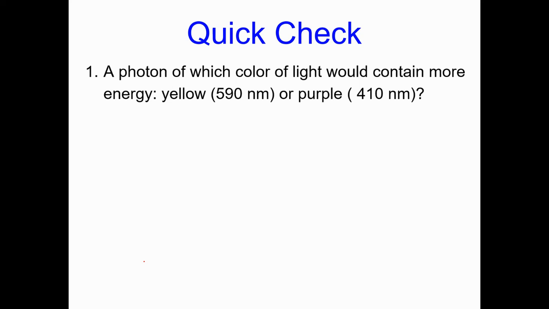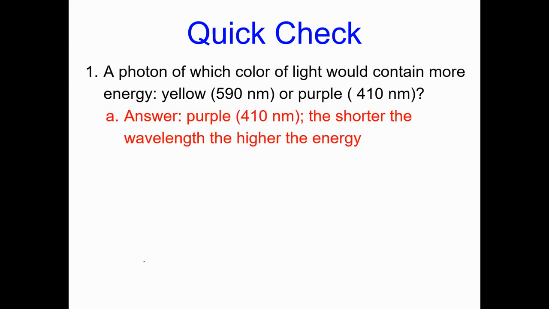Sorry, thank you for holding on for this. So just a quick check. It says, a photon of which color of light would contain more energy: yellow, which is 590 nanometers, or purple, which is 410 nanometers? Go ahead and answer that. So the answer would be purple, right? The 410 nanometers. The shorter the wavelength, the higher the energy. So a shorter wavelength, meaning the one that has 410 instead of 590, will have higher energy.